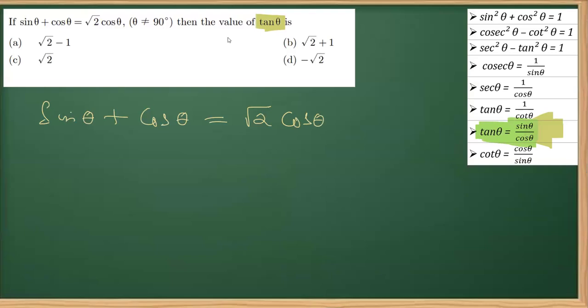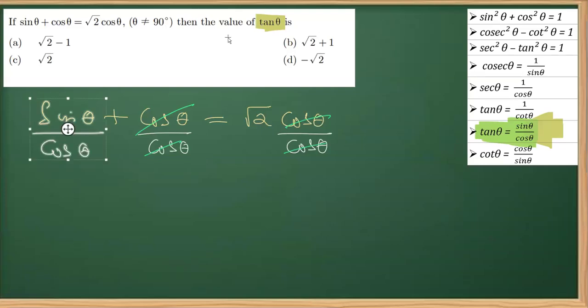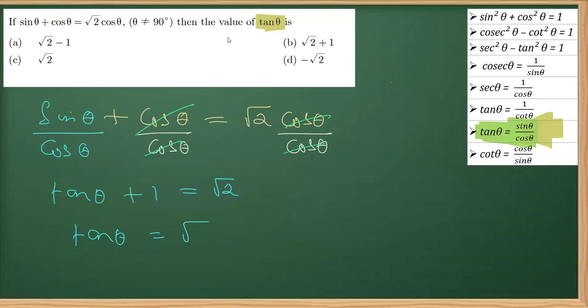So if I divide by cos, we can write cos theta by cos theta, and on this side also cos theta. You can see that cos and cos get cancelled, and this also gets cancelled. And what is sin theta by cos theta? That is tan theta. So I can replace sin by cos with tan theta. So tan theta plus 1 is equal to root 2. So we can say tan theta is equal to root 2 minus 1. So this is the value of tan theta that we had to get.